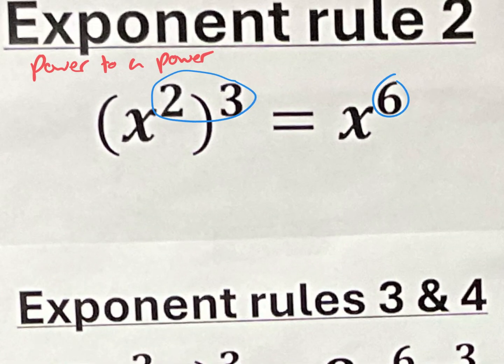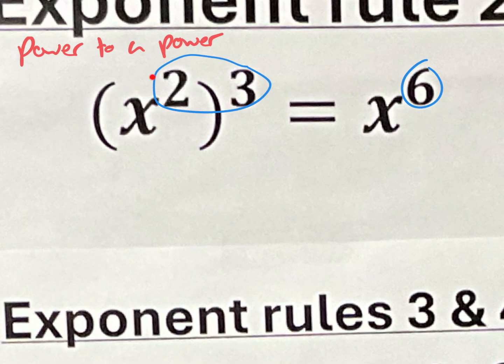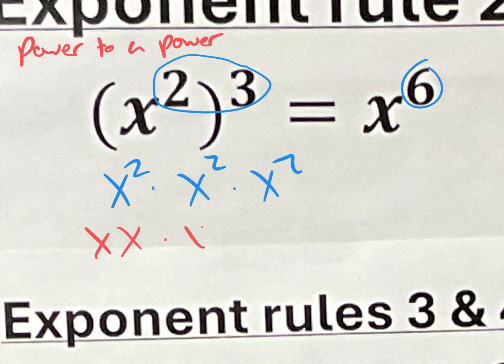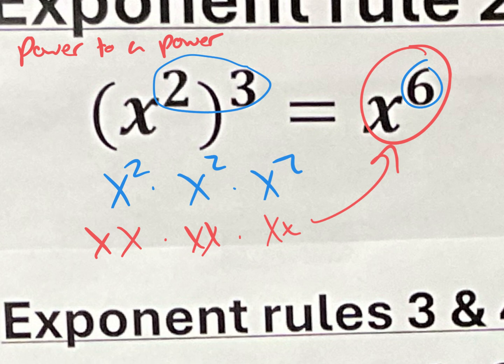If you want me to explain this one, it's pretty simple. It says x to the second to the third power. The third power is really saying that you're going to multiply x to the second with itself 3 times. So that's really x to the second times x to the second times x to the second. And that's really x times x times x times x times x times x. And that's a total of 6 x's. But the shortcut is that a power to a power you multiply, right? That way you don't have to show all this work.